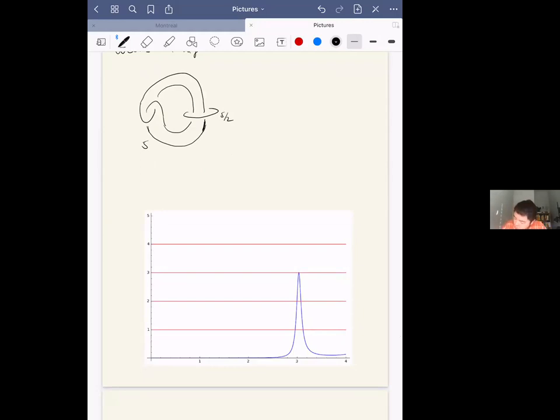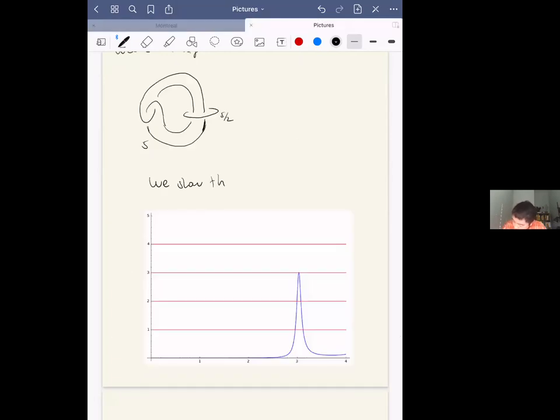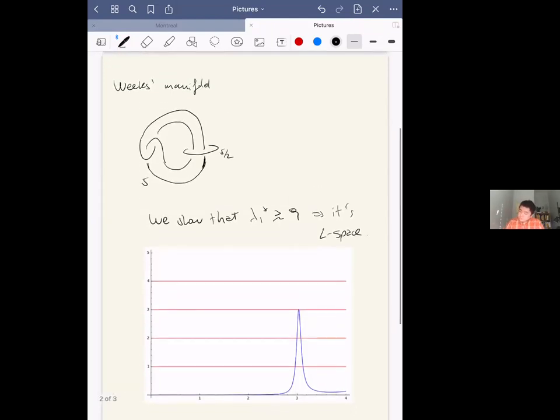And in particular, we show, using this method with the trace formula, that lambda 1 star is actually more or less bigger than 9. Okay, so this means it's an L space. Of course, there are other methods to show that the Weeks manifold is an L space. But this method only takes as input the volume of the Weeks manifold and the length spectrum, the lengths of all the geodesics which have length shorter than like 5 or something.